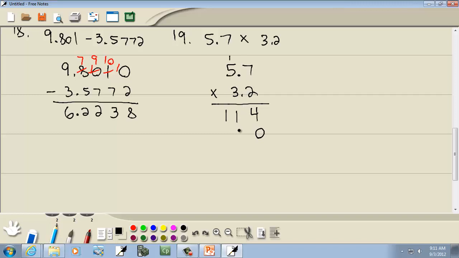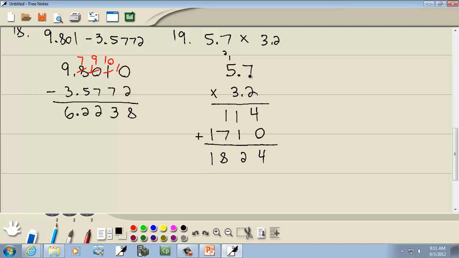3 times 7 is 21, so put the 1, carry the 2. 3 times 5 is 15, plus 2 is 17. And then I want to add. 4 plus 0 is 4. 1 plus 1 is 2. 1 plus 7 is 8. And we get that. Okay, so you multiply just like normal.